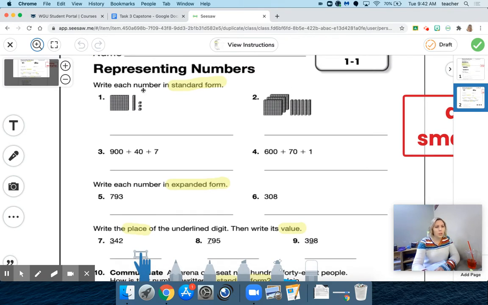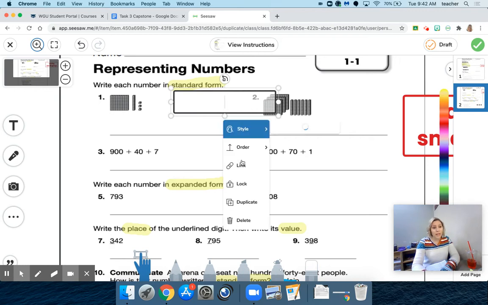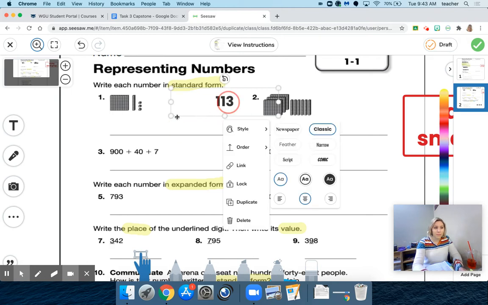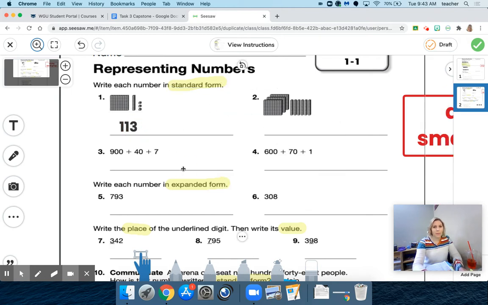So numbers 1, 2, 3, and 4. It says write each number in standard form. Standard form just means you have to write the number. You don't have to do anything special with it. It's just the number. So when I look at number 1, I have 100, 10, and 3 ones. So my number is 113, and I'm going to put that on the line. That's it. So easy, right?